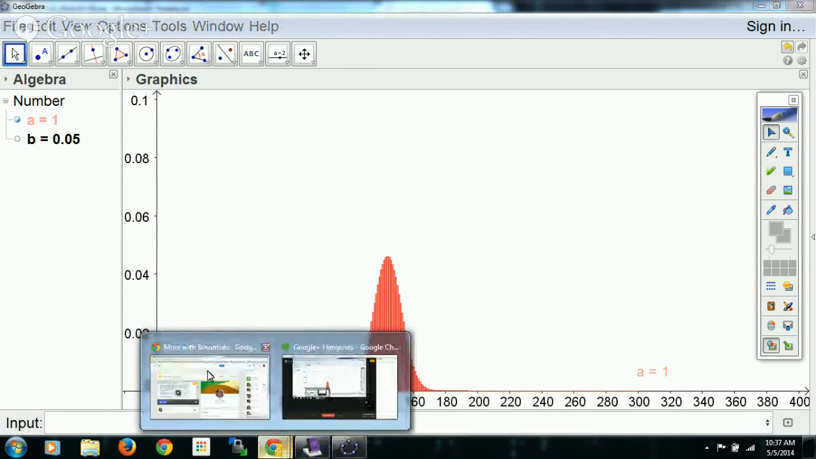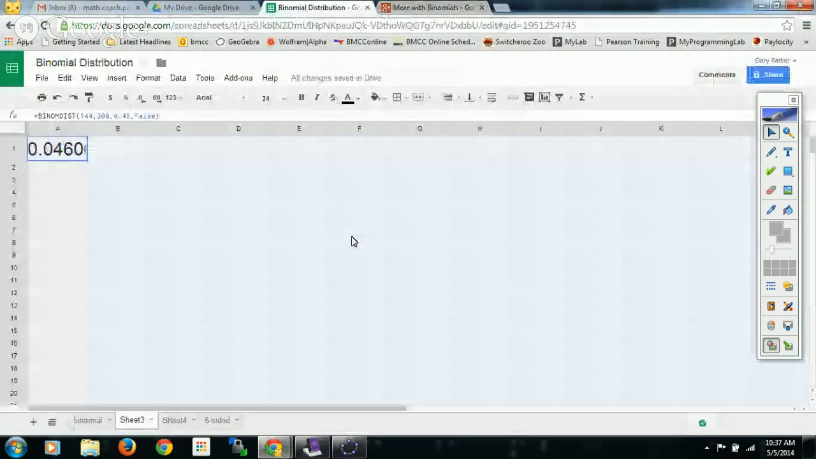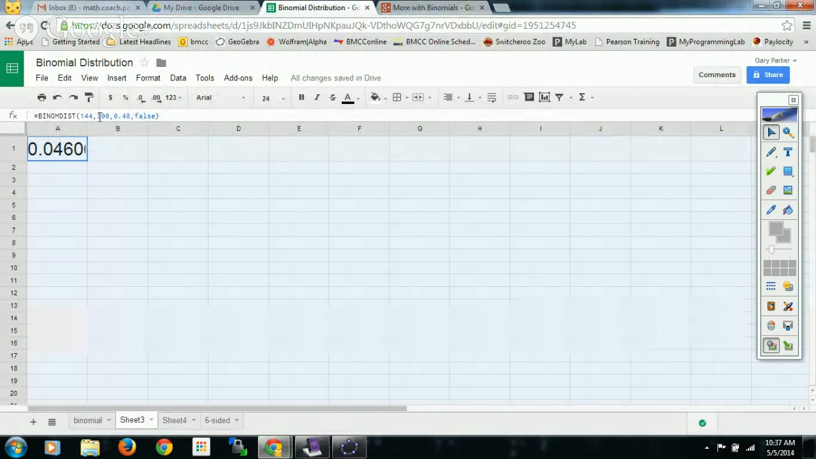I went to Google and asked Google to calculate the same thing. Binom dist. Here they want x equals 144, 300 trials, 0.48 is the probability. False means I only want a single value, not a tail. And it says 0.046. If we round that to the nearest whole percent, I get 5%. Okay. Why do I care about all that?